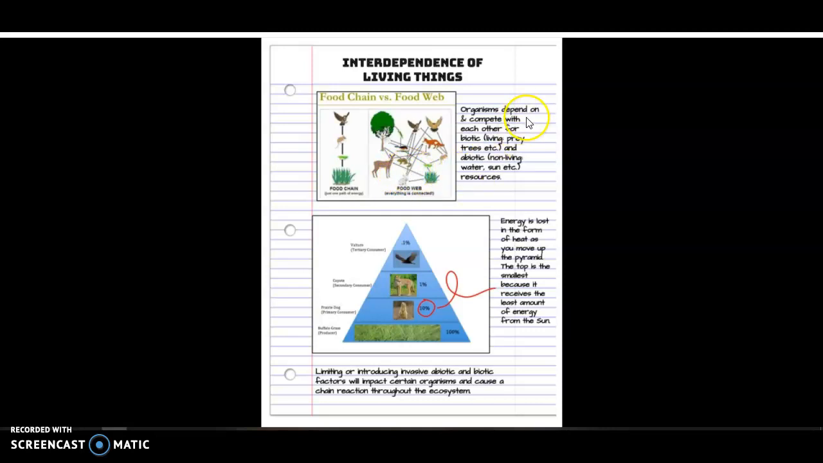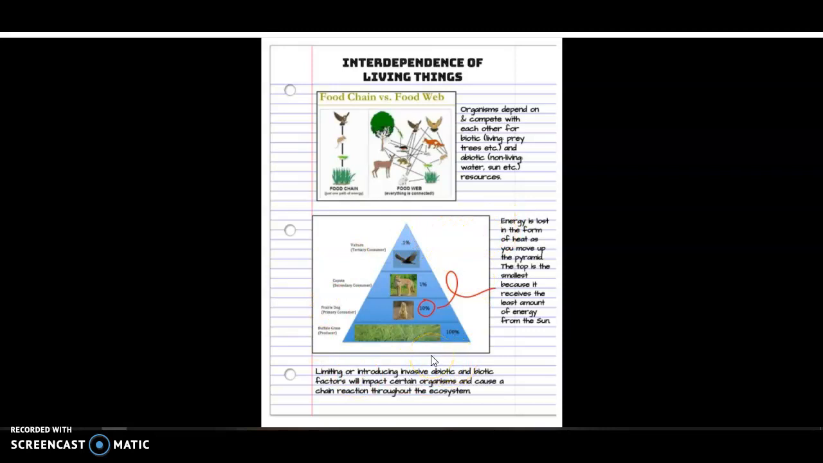So organisms depend on and compete with each other for biotic and abiotic resources. The biotic resources are going to be the living things, whether it's something that they eat or trees that they might use as shelter, things like that. And then abiotic is going to be your non-living factors, which would be things like the water, the sunlight, the soil, territory, things like that.